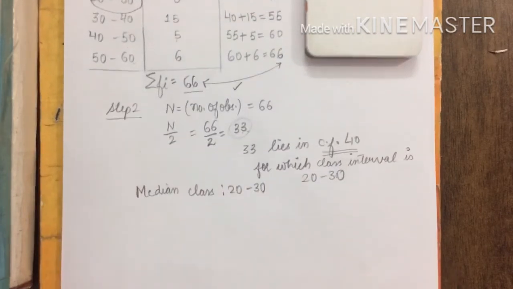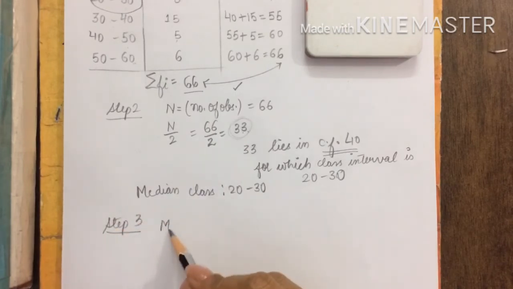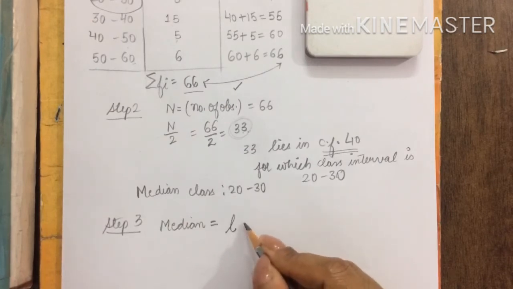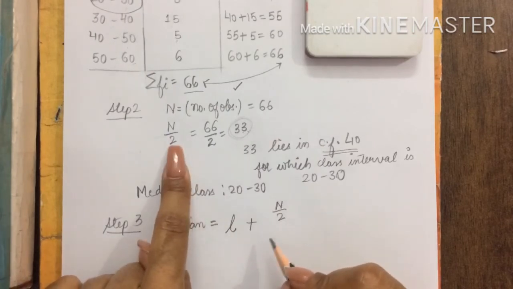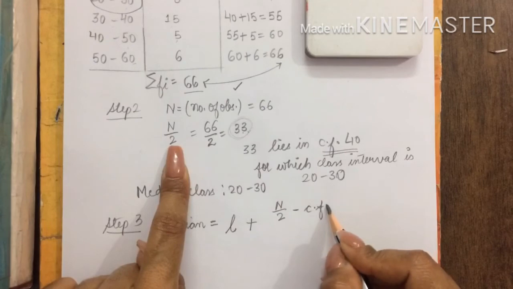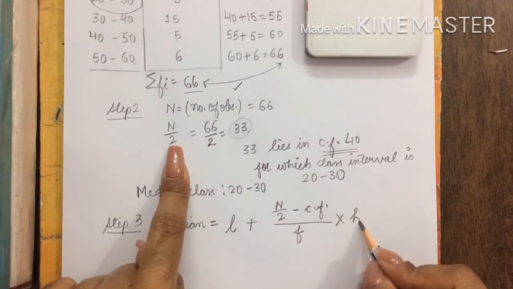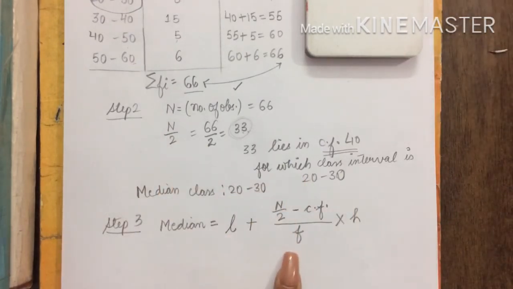Finally is your step number 3, which is to apply the formula for finding out the median. This formula you need to remember. Median is given by L plus (n by 2 minus cumulative frequency) over frequency, into h. Now over here there are some values which you are familiar with, but there are a couple of new values. L is your lower limit, h is your class size, n by 2 is the number of observations divided by 2.